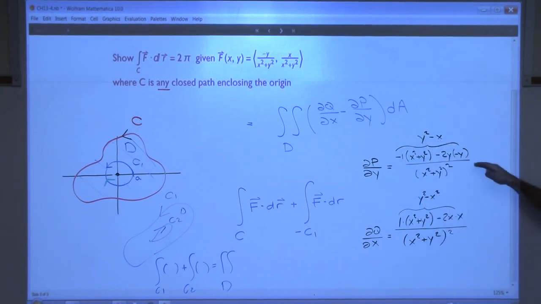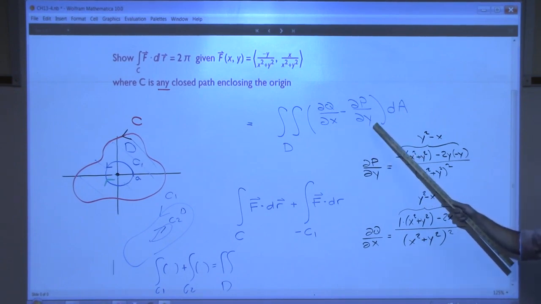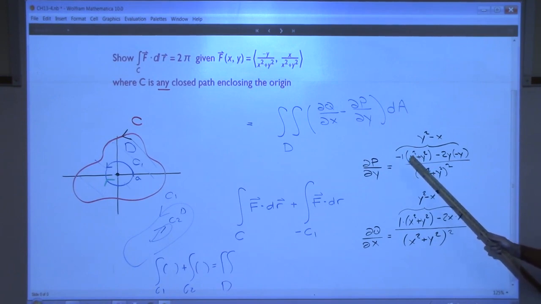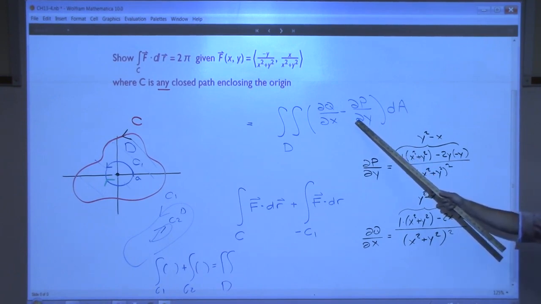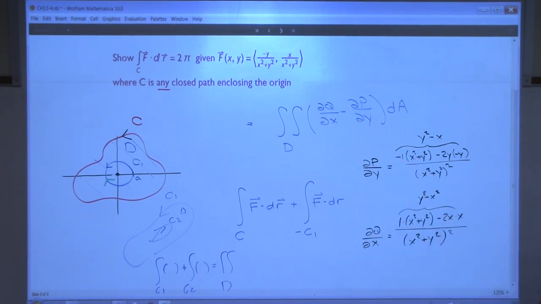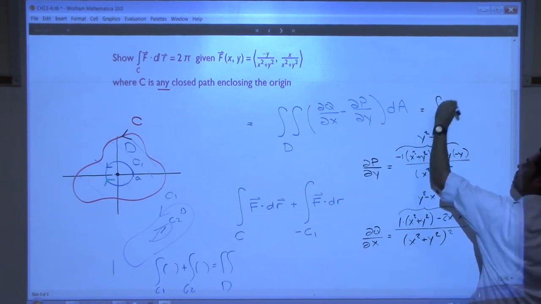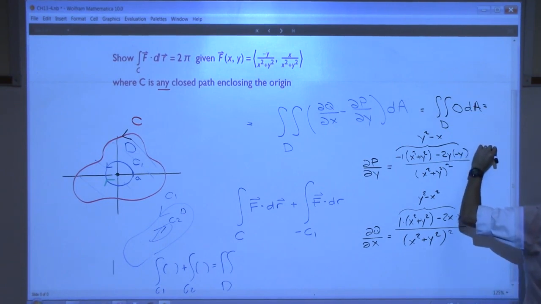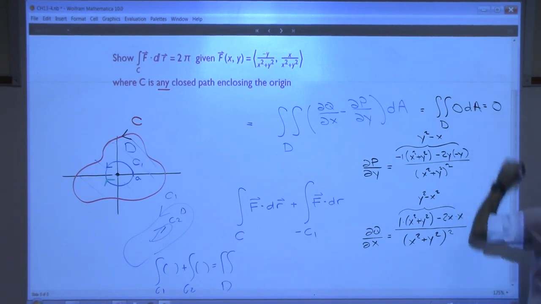So these are the same, and I'm subtracting them. I'm supposed to take this one, subtract this one. So this is 0. And the double integral of 0 is 0. Okay.